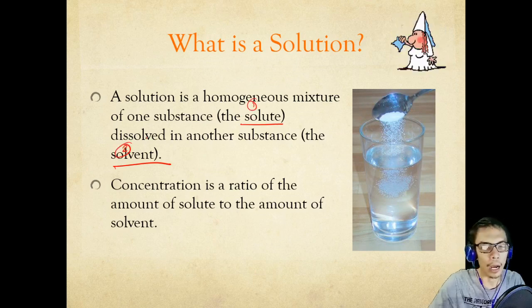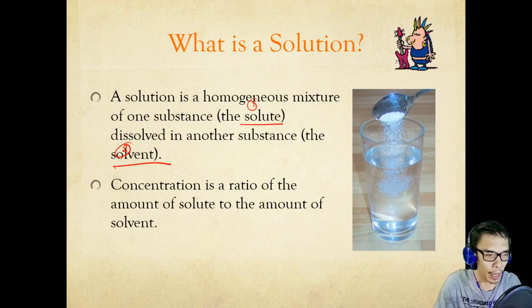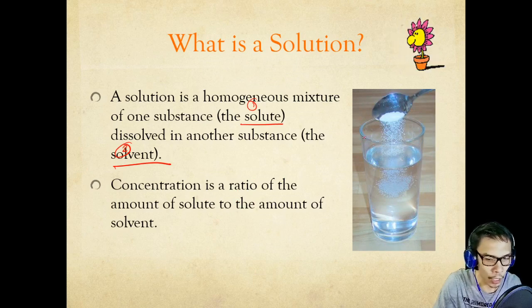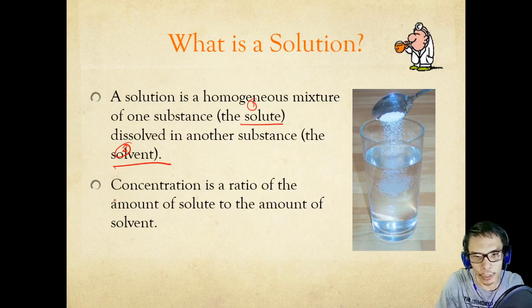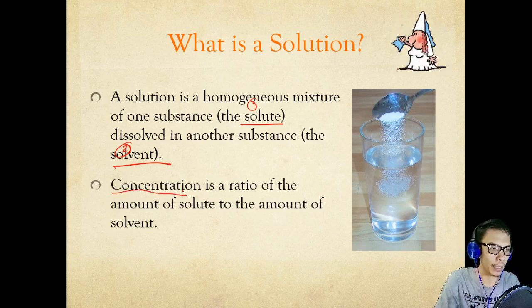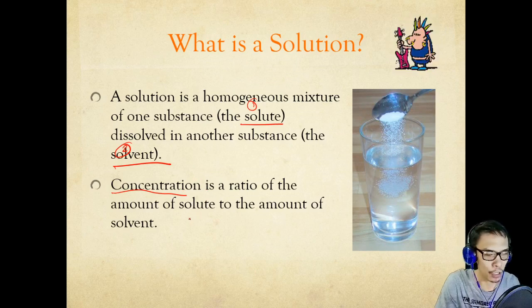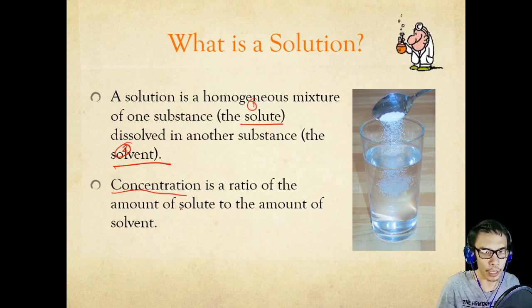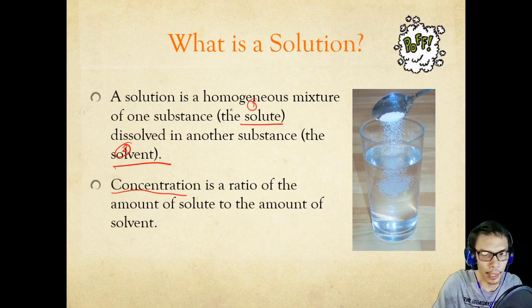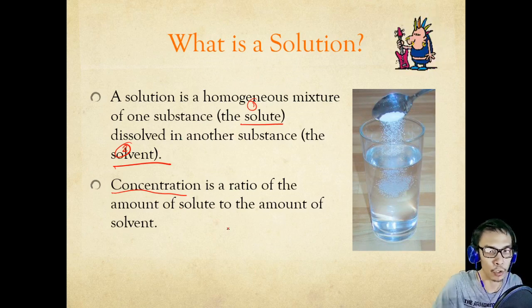Next one. If you get the ratio or the amount of solute and solvent that you are going to use in a solution, you are pertaining to concentration. Whether the concentration of solute is greater than the concentration of solvent or vice versa. So the ratio between those two entities, the solute and the solvent, is called concentration. This is very crucial in preparing solution.